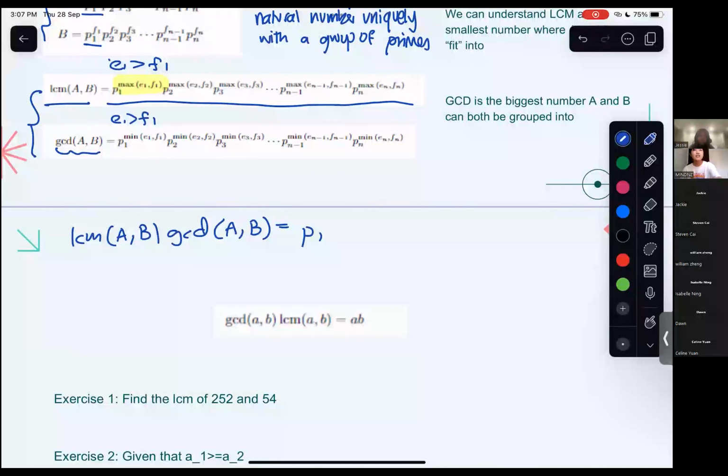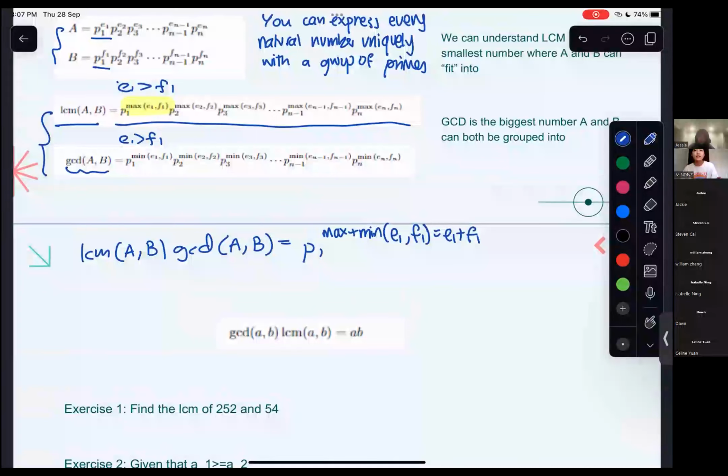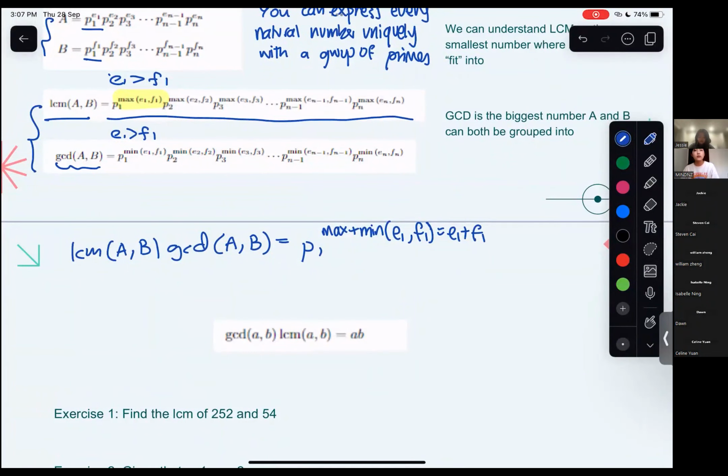So the idea as to what the power of P1 would have to be in this case. Yeah, so it's just the maximum plus minimum of E1 and F1, right? And that really should just equal E1 plus F1, because one of them has to be the maximum, then the other one has to be the minimum, right? Because there's only two numbers.